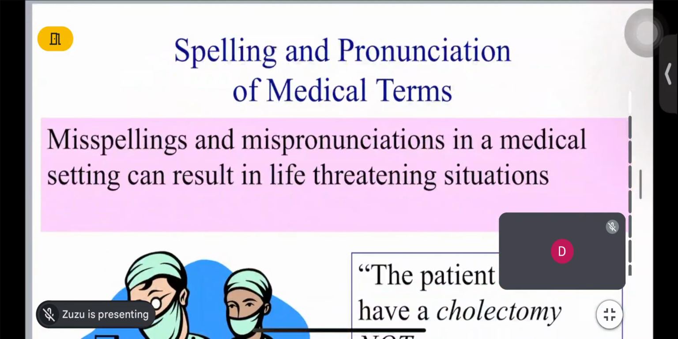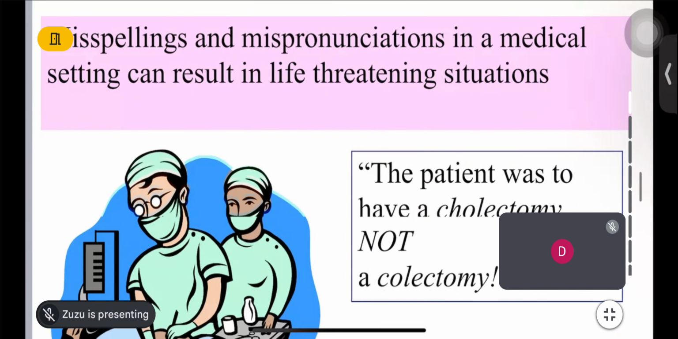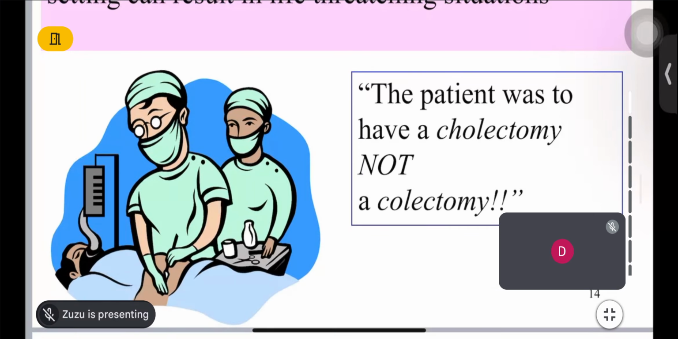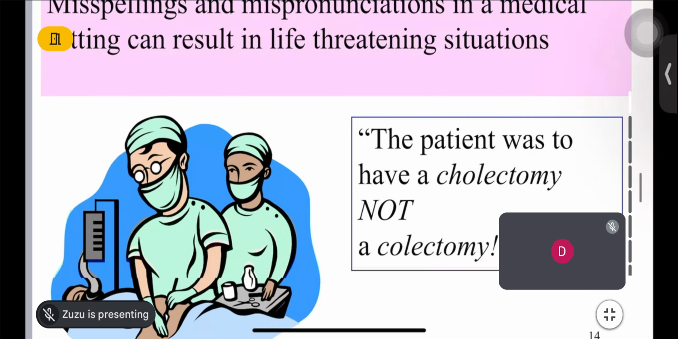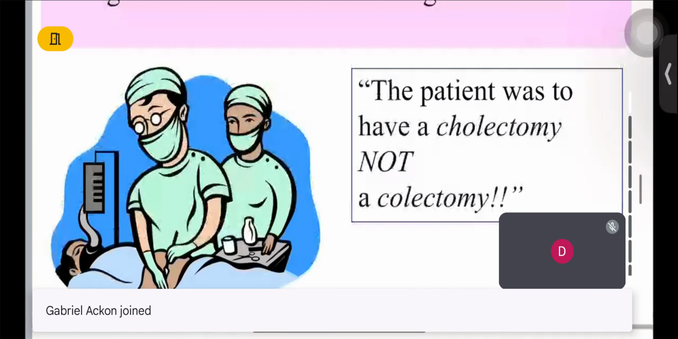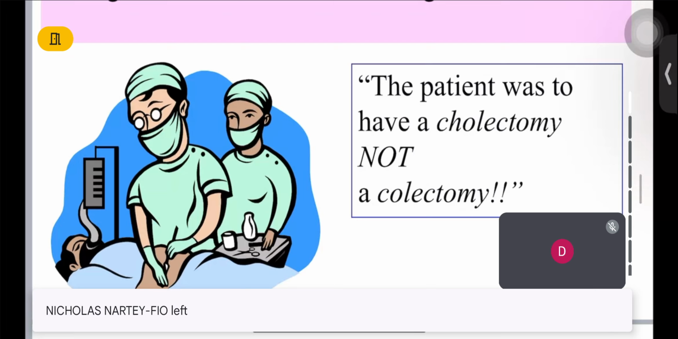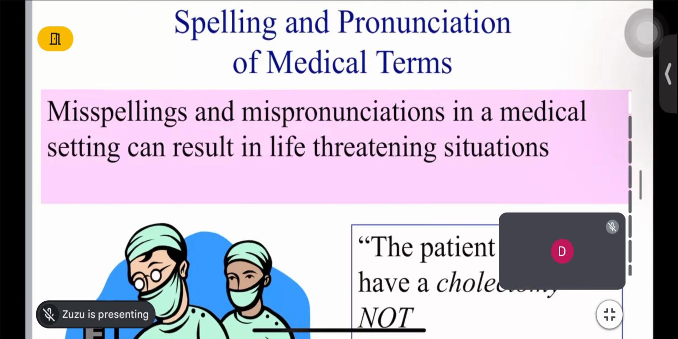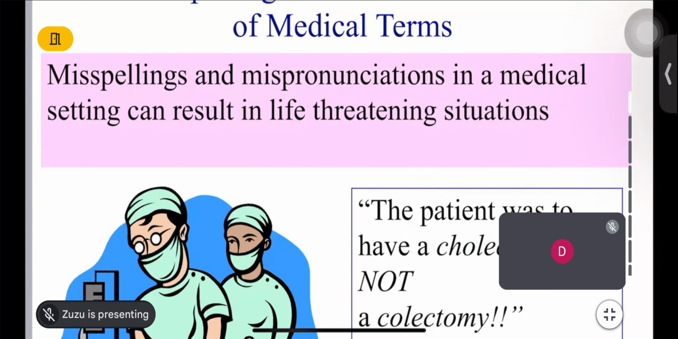Spelling and pronunciation of medical terminologies. Misspelling and mispronunciation in a medical setting can result in a life-threatening situation where the patient was to have a colectomy, not a cholecystectomy. So these are two different terms. I want you all to multitask on your devices. Someone look for cholecystectomy, they sound the same, and one look for colectomy. Look up the two words and tell me what they mean. Two different parts of the body, though it sounds the same.